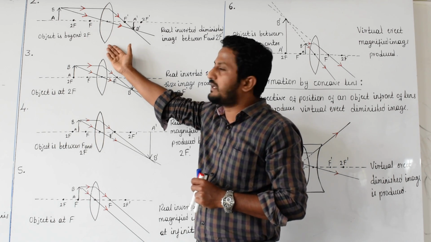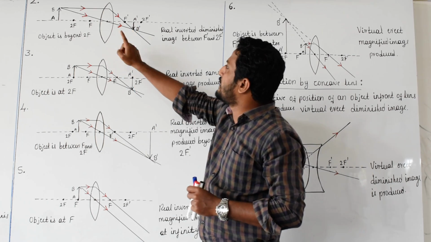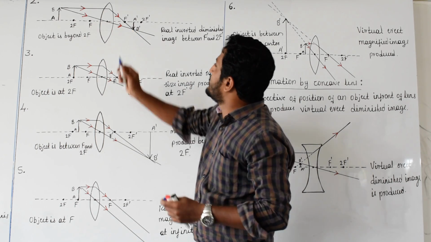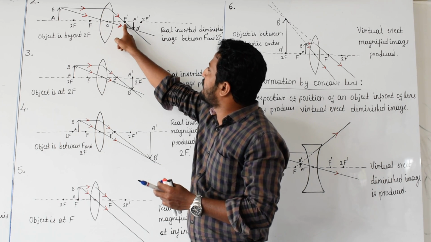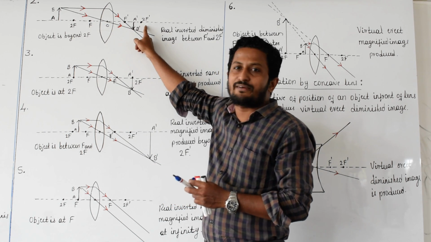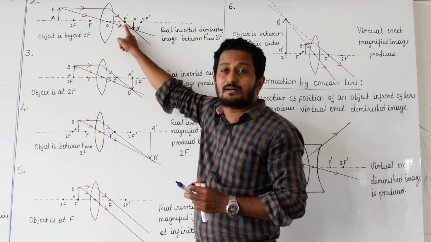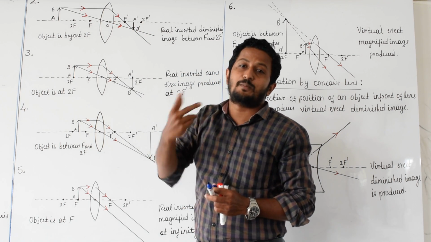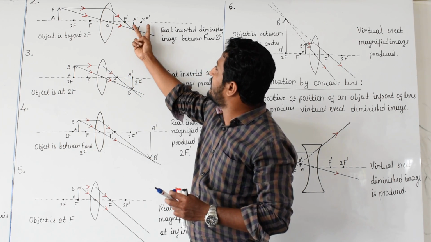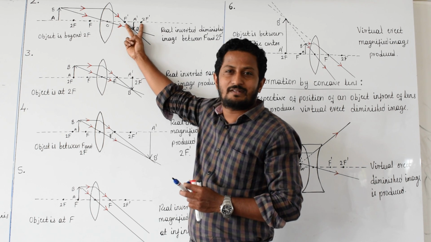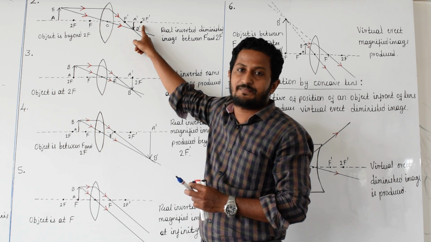Here again I have taken one biconvex lens. I have marked this as the optical center, and here F dash and 2F dash. What is F dash? F dash is the principal focus point. And here one more, F, and that's why I mentioned it as 2F, F dash.